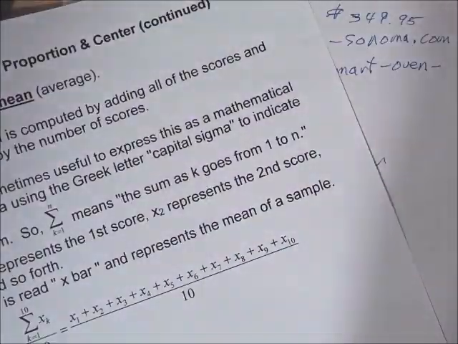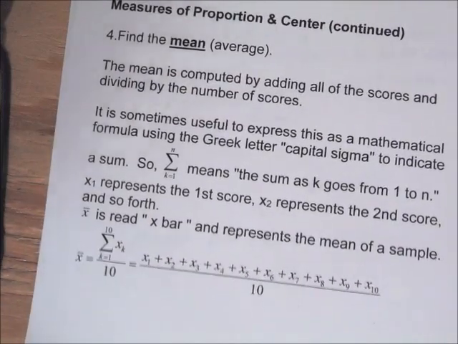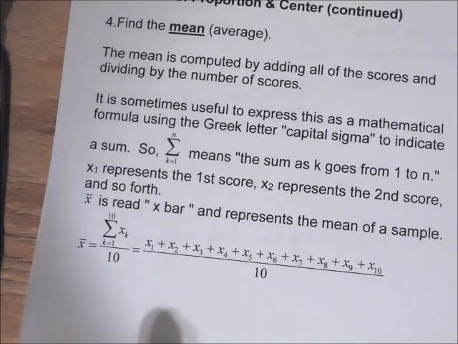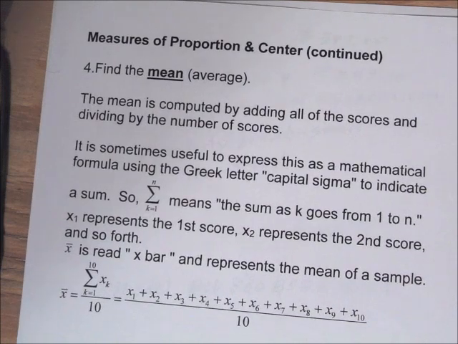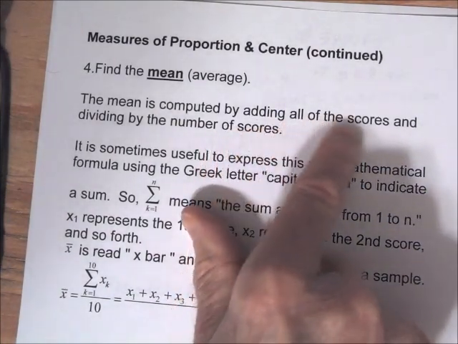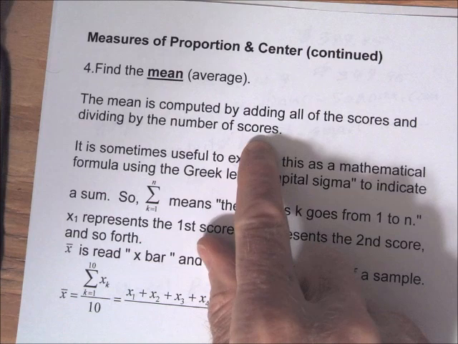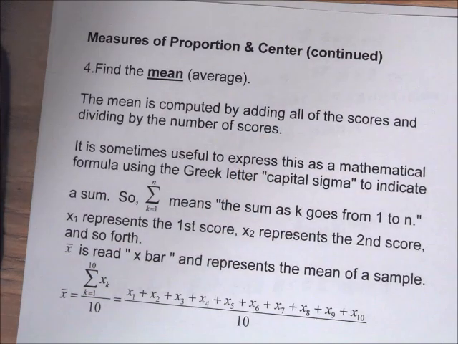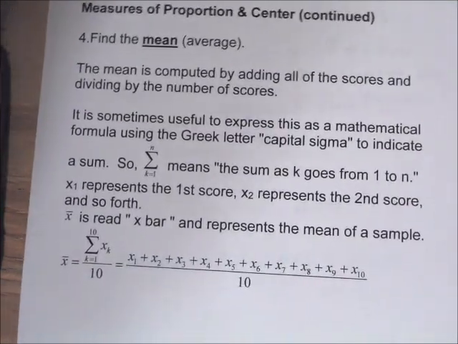So the mean, sometimes it's called the average, but the mean is considered a more precise term. The mean, you want to compute it by adding up all the scores and dividing by the number of scores. And sometimes it's useful to have a formula for the mean.